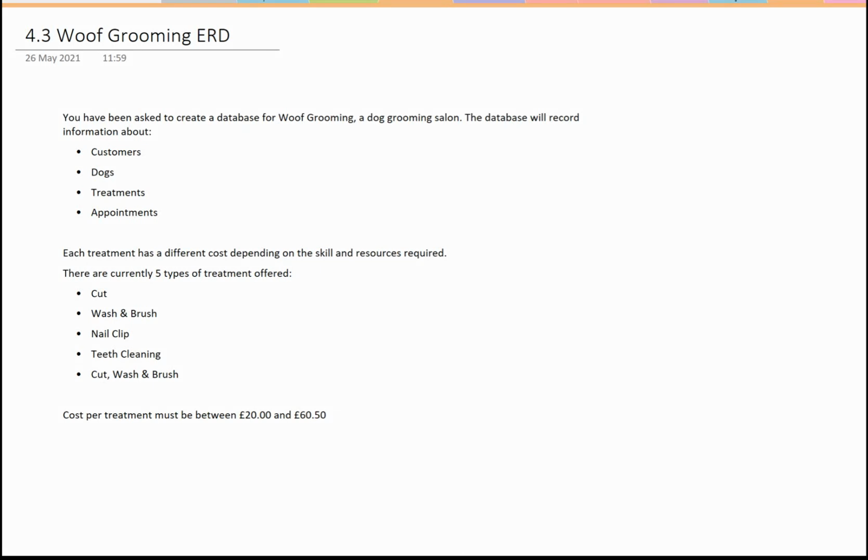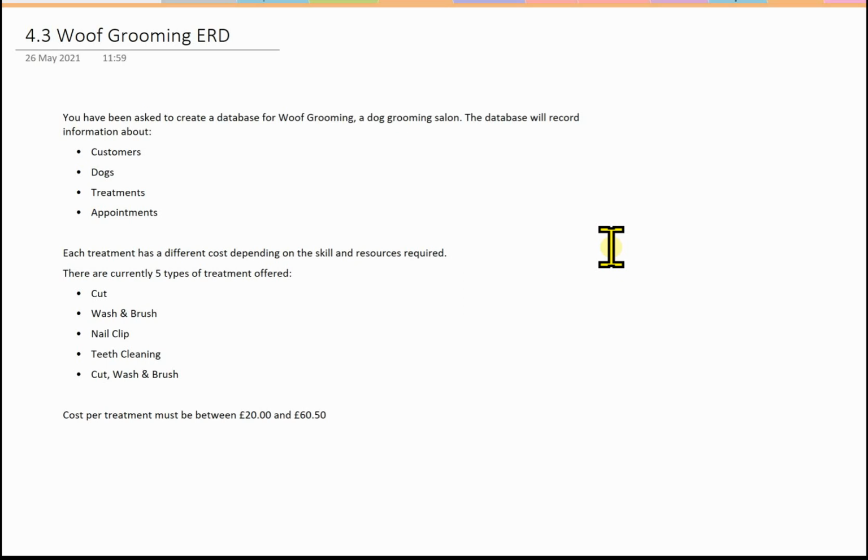In this video, I'm going to look at designing a database for Woof Grooming. I'm going to use the entity relationship diagram method. Let's just have a look at our database. We've got some information straight away.